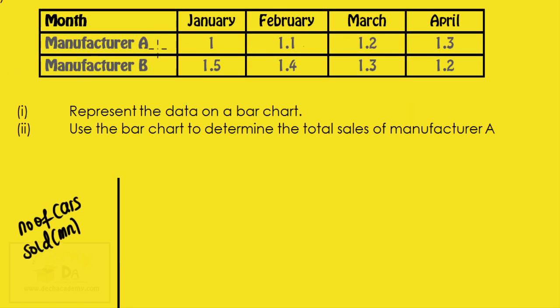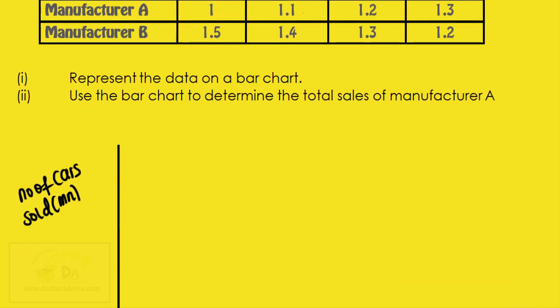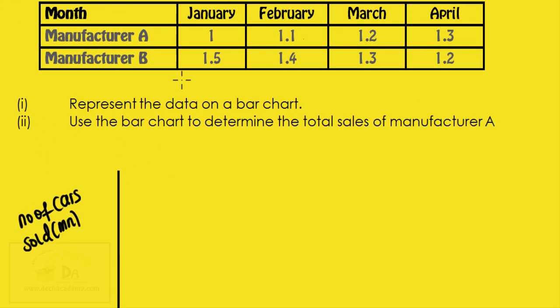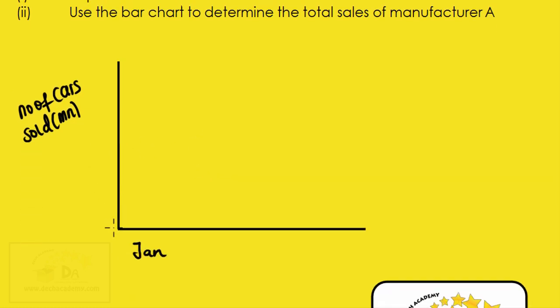You know that for manufacturer A, the number of cars sold is 1. So what we need to do first of all is label the axis. As you can see, the numbers range from 1 to 1.5. So I'm going to start from 1 here, then have 1.1, 1.2, 1.3, 1.4, and I believe 1.5 was the largest number of sales we had in any month.